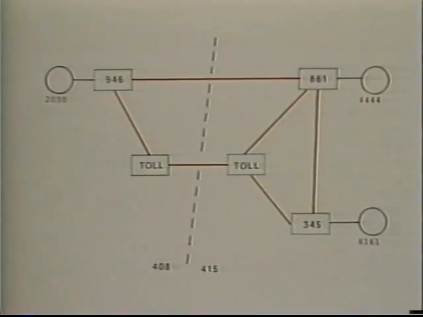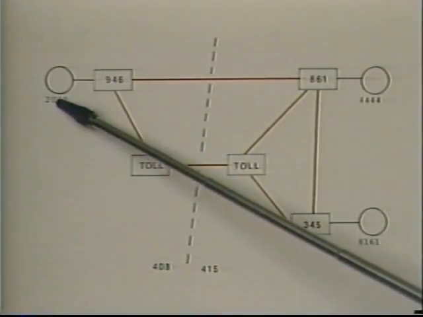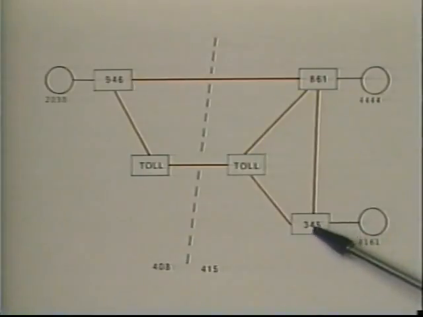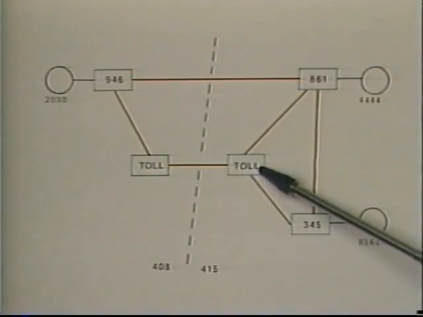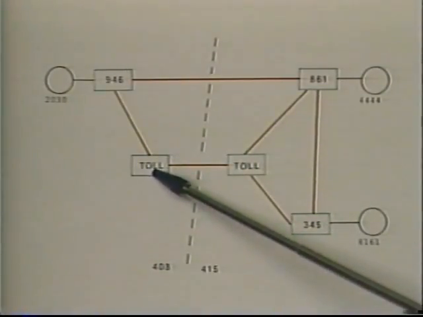In this case, we're looking at the switching of a call across area code boundaries. Here we have area code 415, which is in San Francisco, and area code 408, which is in San Jose. If I dialed a call from my phone 345-8161 to 946-2030, the call would be sent by my central office to a toll switching office, which would then seek out the toll switching office in the 408 area and pass the number to it.